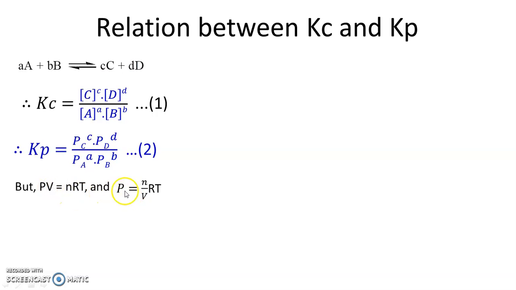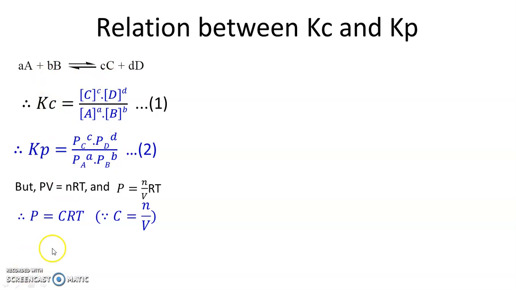This is for an ideal gas. By rearranging terms, we can write P is equal to nRT by V, and this ratio, number of moles upon volume, is nothing but the concentration. Therefore, P is equal to CRT, where C is the concentration, equal to number of moles upon volume. So for any particular gas, P is equal to CRT, where P is the partial pressure, C is the concentration, R is the universal gas constant, and T is the absolute temperature.